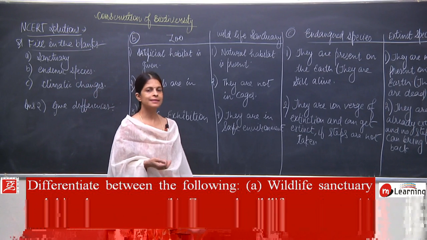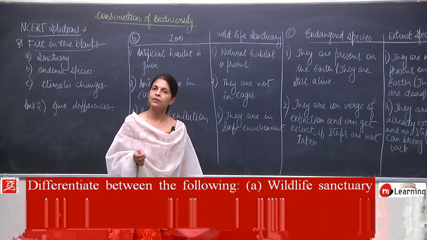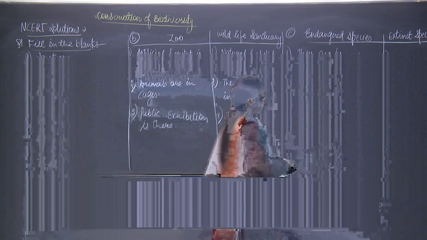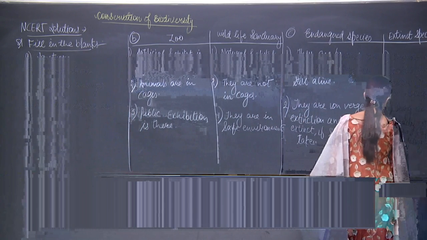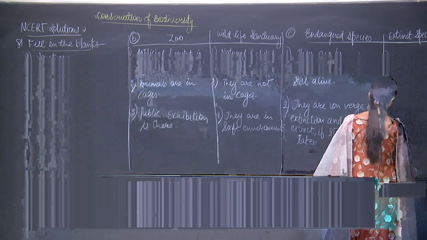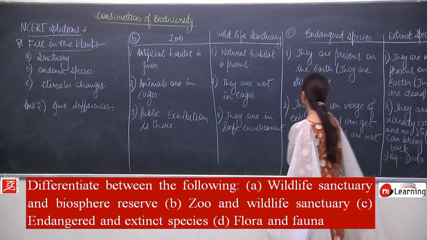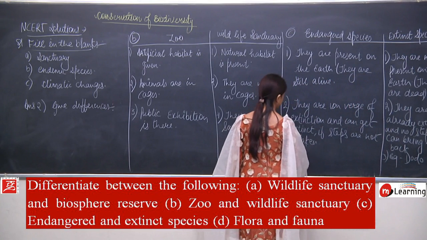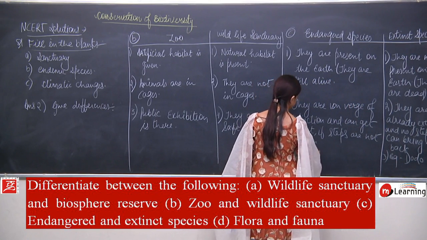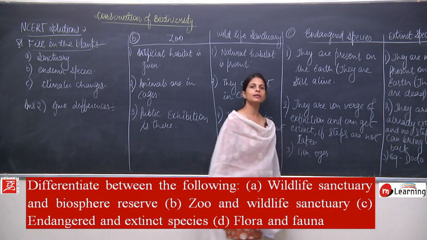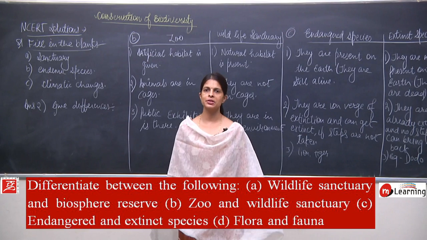But the extinct one is what? Even if the steps are taken, they won't come back. So, like I can write over here the third point. It won't be considered as a point, but still, dodo. Now, here if I want to write the example, then even the lion, the Indian tiger, the blue whale, all these species are endangered species.